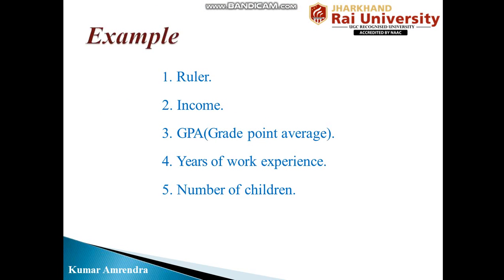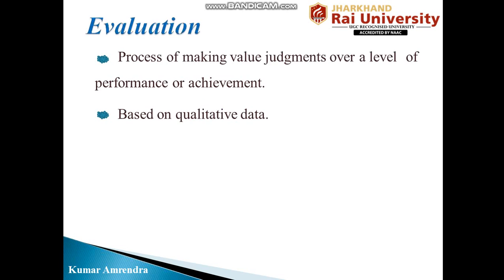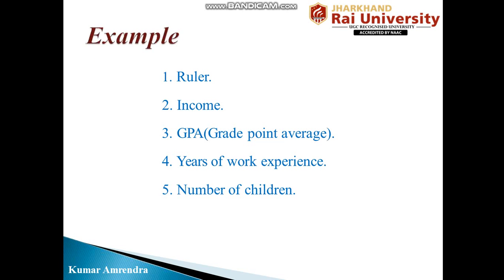These are the examples of ratio scale: the ruler, income, GPA, that is grade point average, years of work experience, and number of children. So these are the examples of ratio scale, and till now we have completed all the four types of scaling.